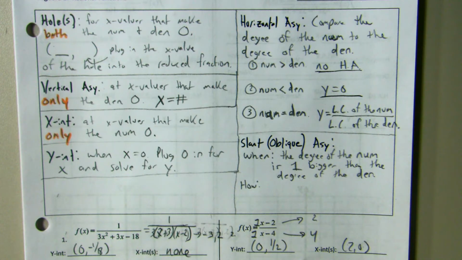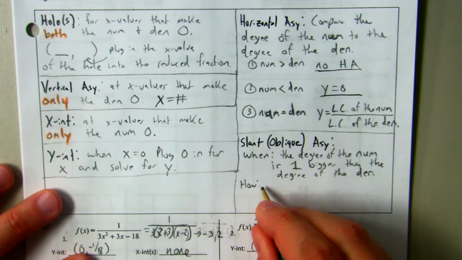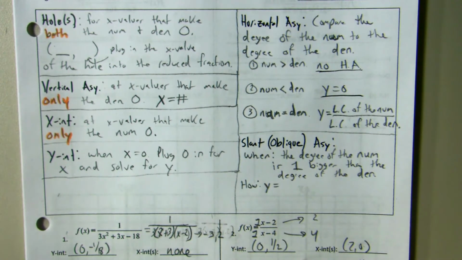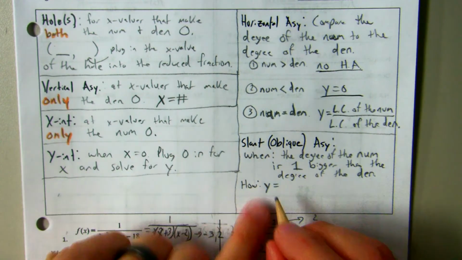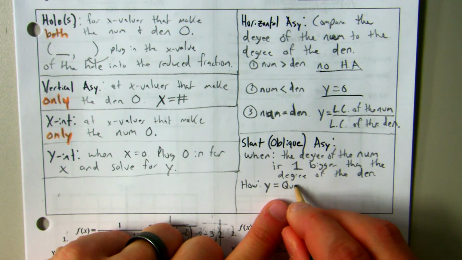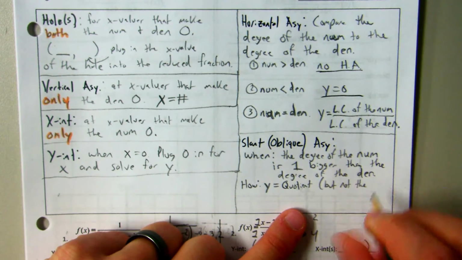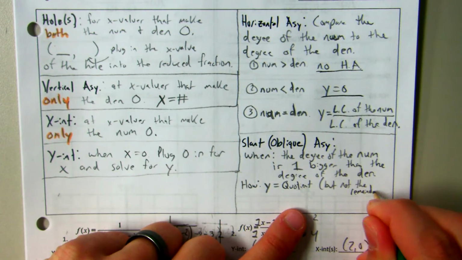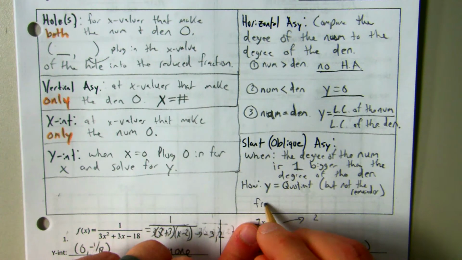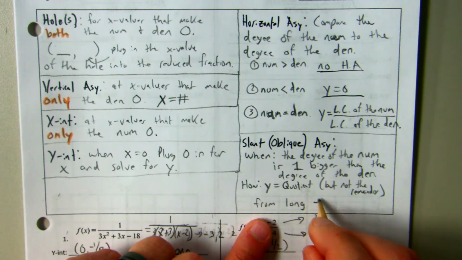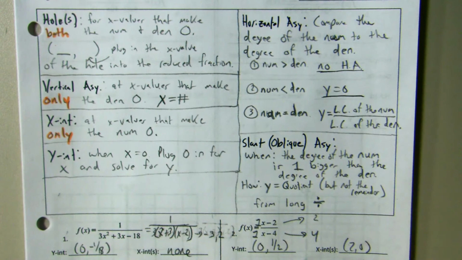But when that is true, how you're going to find it is, it's going to be y equals the quotient, but not the remainder, from long division. So if something has a remainder, it just has no effect on the slant asymptote. We get to ignore it. It's y equals whatever the quotient ends up being.